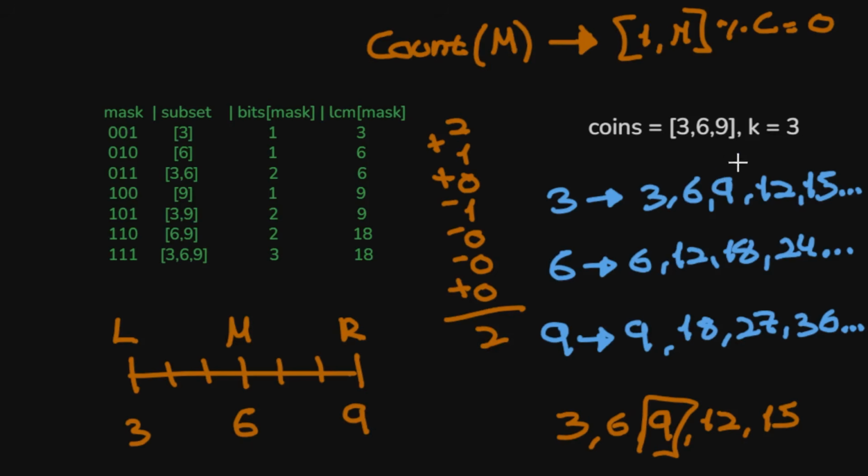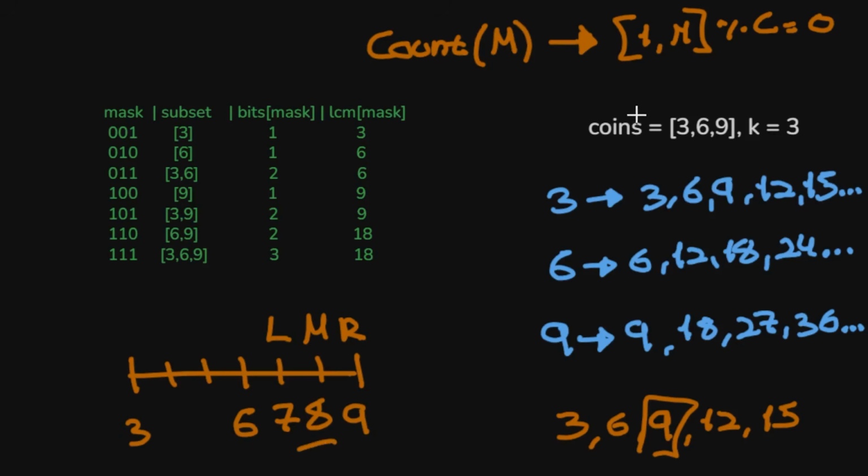Now, given that 2 is different from 3 and we are looking for the third amount that we can build, we should increase this midpoint. The way to do this in binary search is by moving left to wherever we have mid plus 1 in this case. Now the midpoint is here, so we are looking for the total number of amounts in the range from 1 to 8 that are divisible by at least 1 coin.